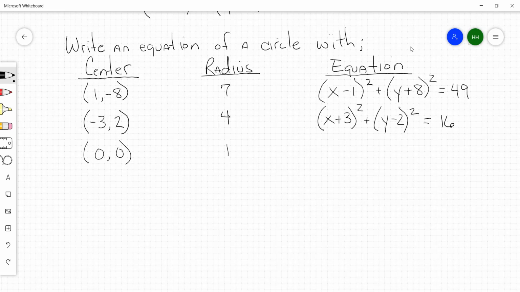Now, do you see how you might go (x plus 0) squared? You're not going to write that, though, okay? You don't write anything plus 0, do you? Yeah, exactly. You would just do x squared. So if your center's at (0, 0), it's x squared plus y squared equals the radius squared, and 1 squared equals 1.